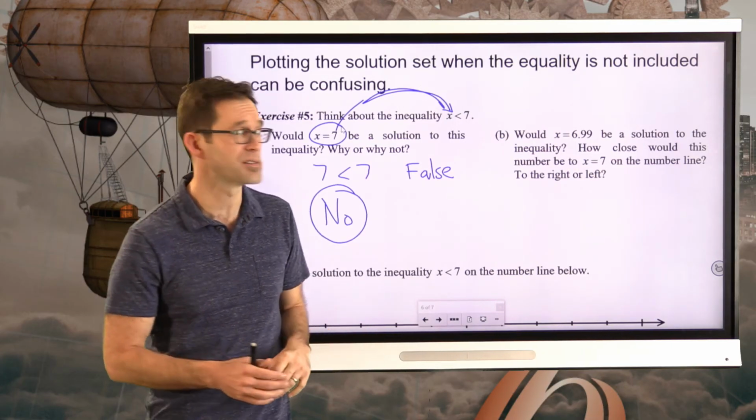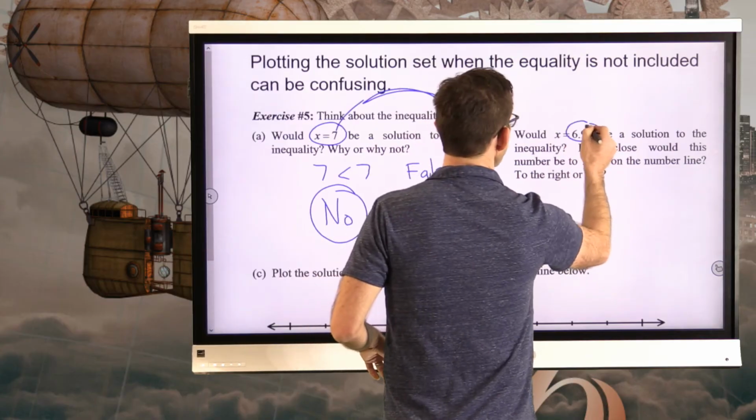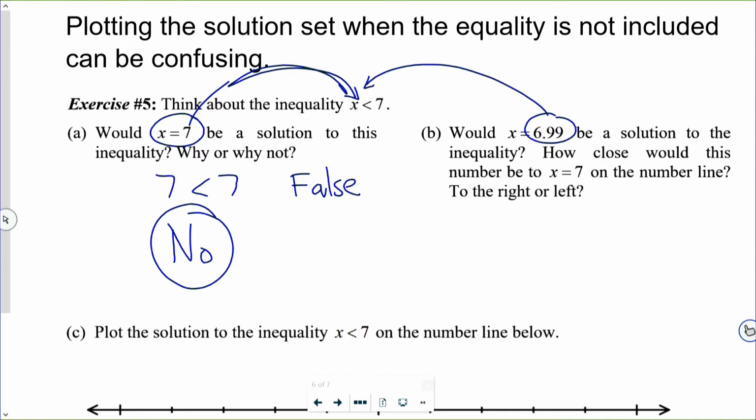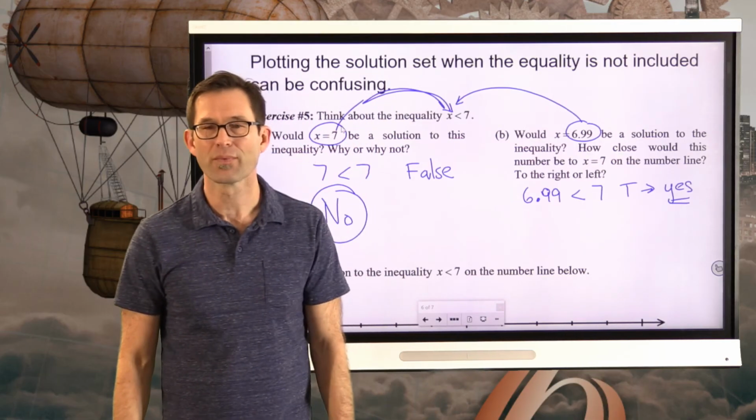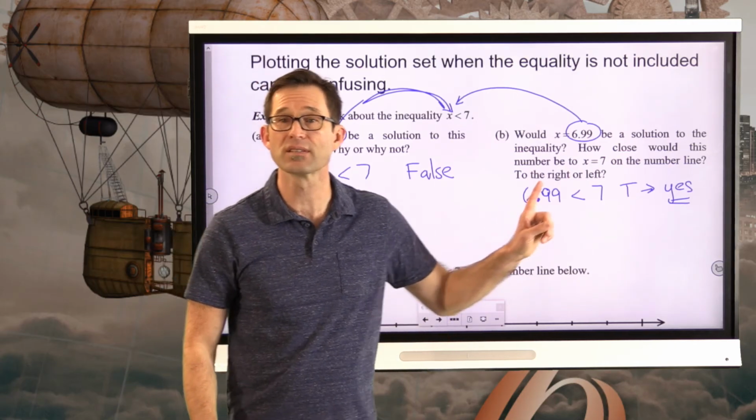Well, the answer is yes. And again, just like before, I could take 6.99, substitute it into the inequality, and the question is, is 6.99 less than 7? That's true, so the answer is yes. Now, why do I pick 6.99?